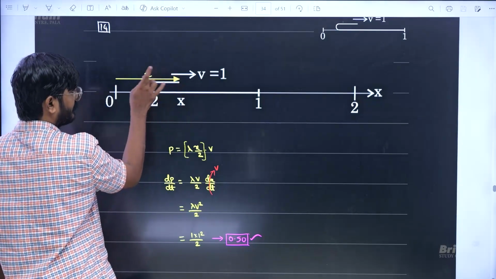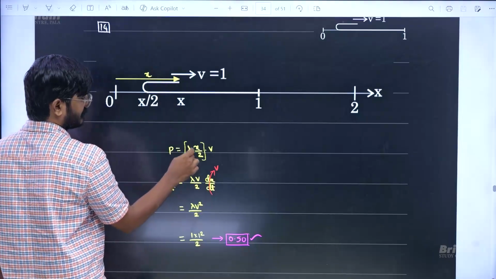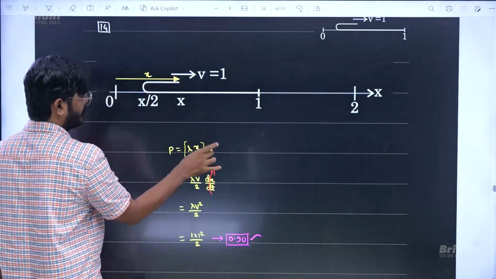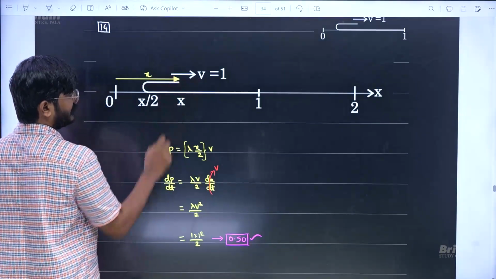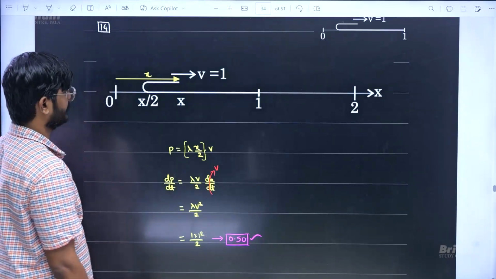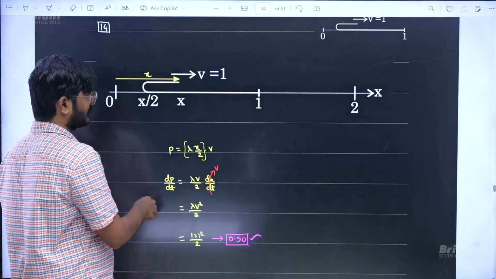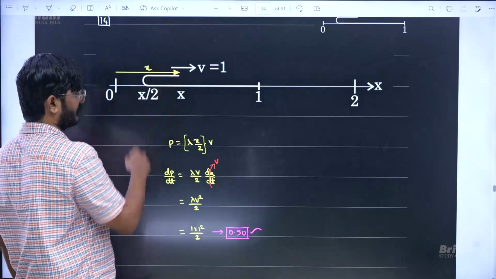Now what is the momentum of this system? Momentum of that system is mass of that system, lambda into x by 2, into v. Now in a later moment it is going to increase because x is going to increase. This length is going to increase. So I want to see what is the rate of change of momentum of the system.